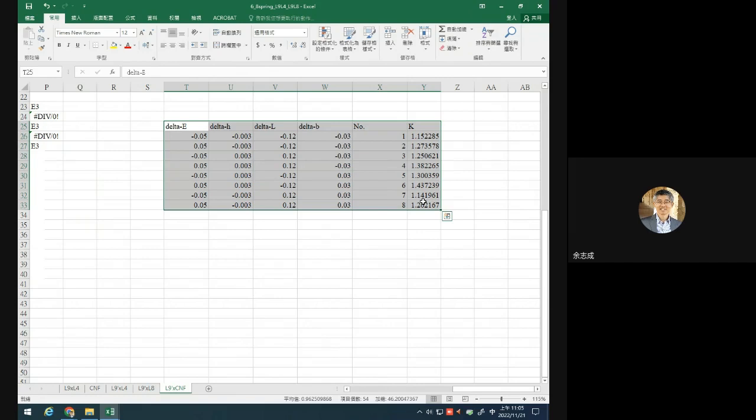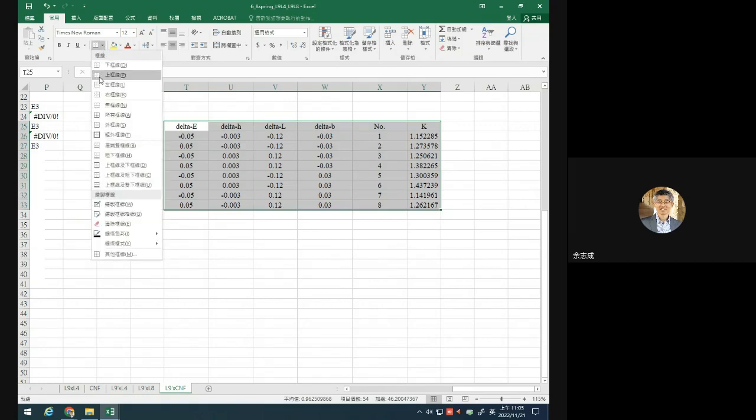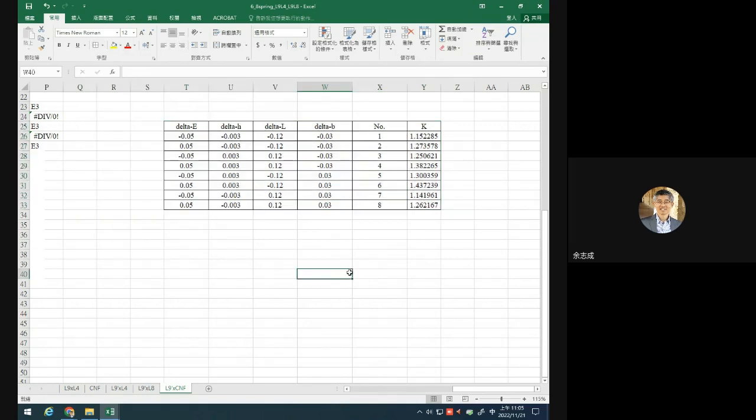If you have any question, please raise your hand. Jiawei, walk around and see if the students have any questions. And let me try to make it look like a table so you understand we were working on this one.